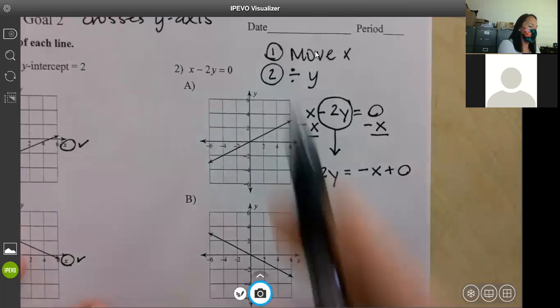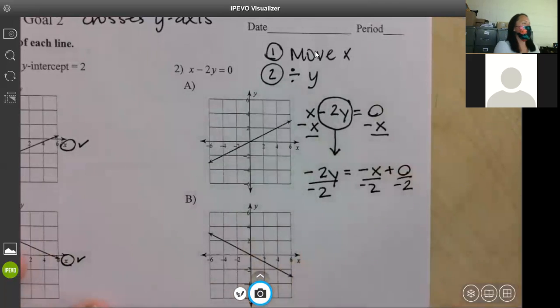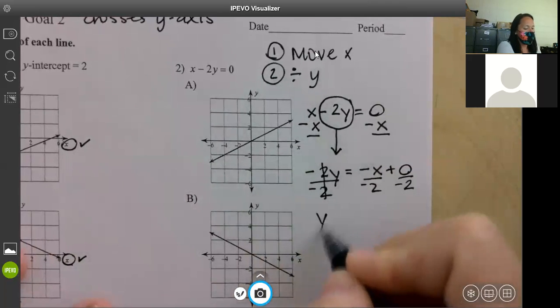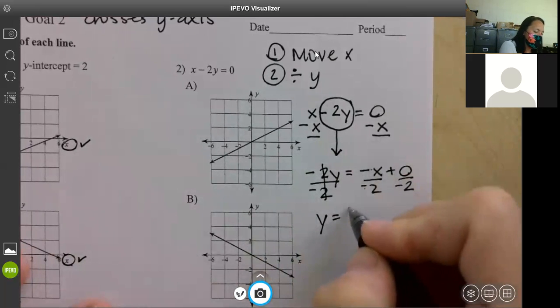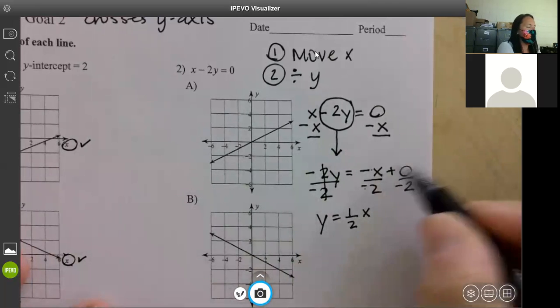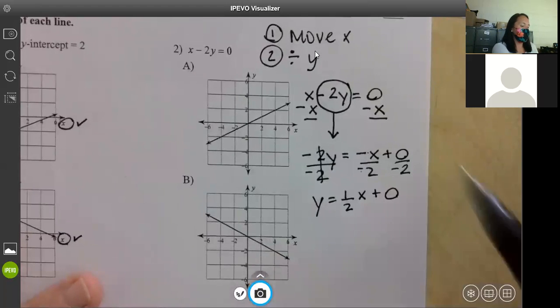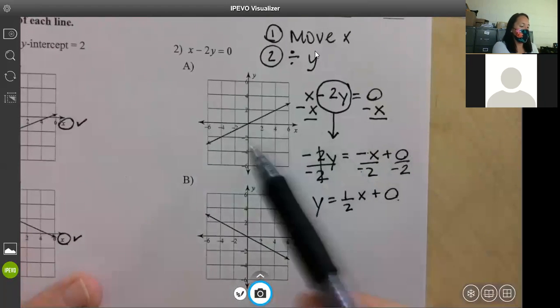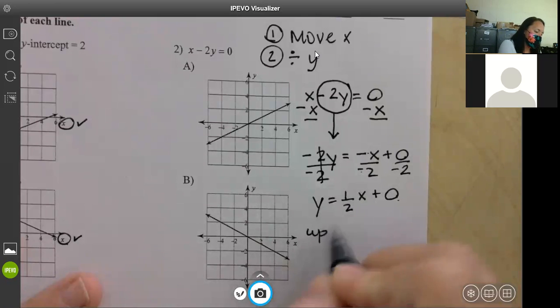So that was our move x. Second step is divide by the number with y. Divide everything and watch your signs. So we get y equals negative over negative makes a positive 1/2 x. And then 0 over negative 2 is still 0. So this says start where? Both of them start at 0, so that's not helping us at all. But how do we move? Up 1, right 2.